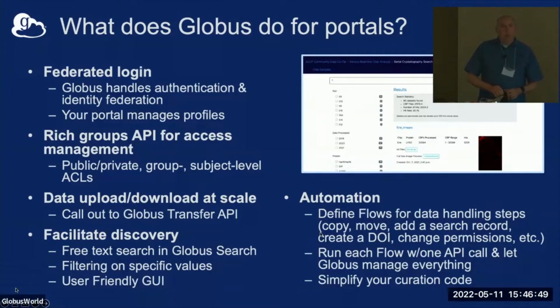Discovery. So we have an API called Globus Search. It's a software as a service, actually platform as a service. It is really good for making data easily discoverable, and you as the developer of the portal don't have to do a lot of the nuts and bolts of how to implement an index and where to store all the metadata and all of that. And so I'll spend more time talking about that.